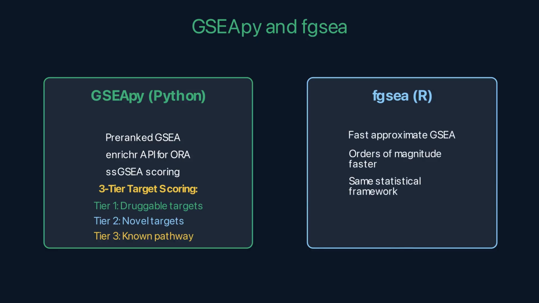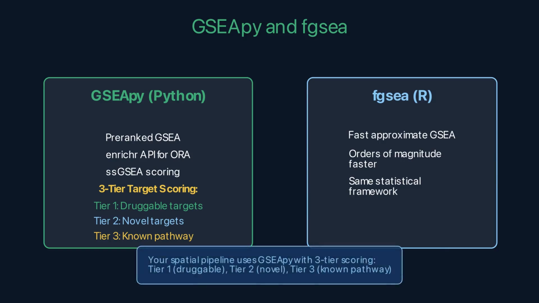Your pipeline uses GSEApy with a 3-tier target scoring system: Tier 1 for druggable targets with known compounds, Tier 2 for novel targets without existing drugs, and Tier 3 for known pathway members useful for validation.